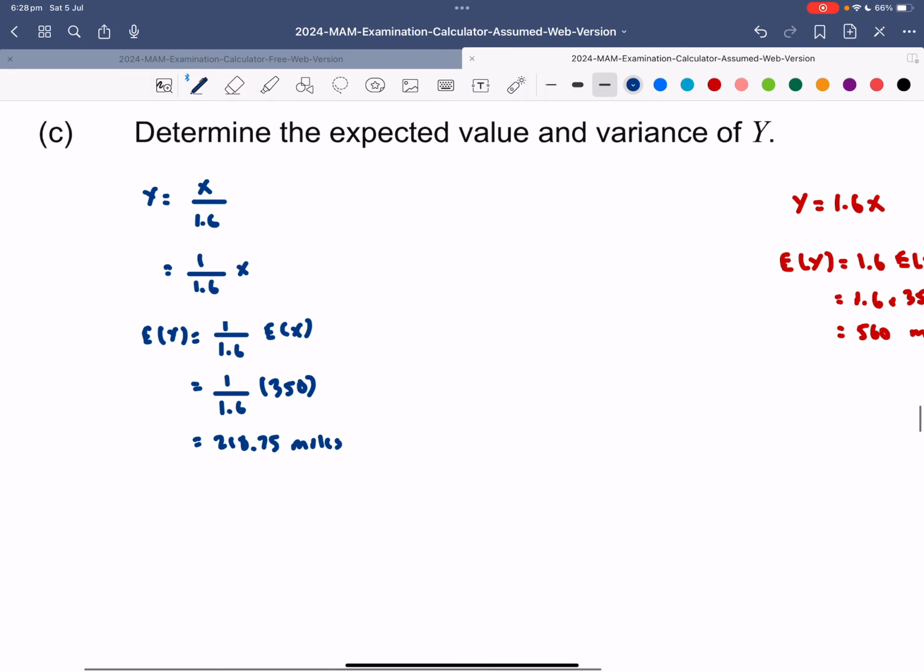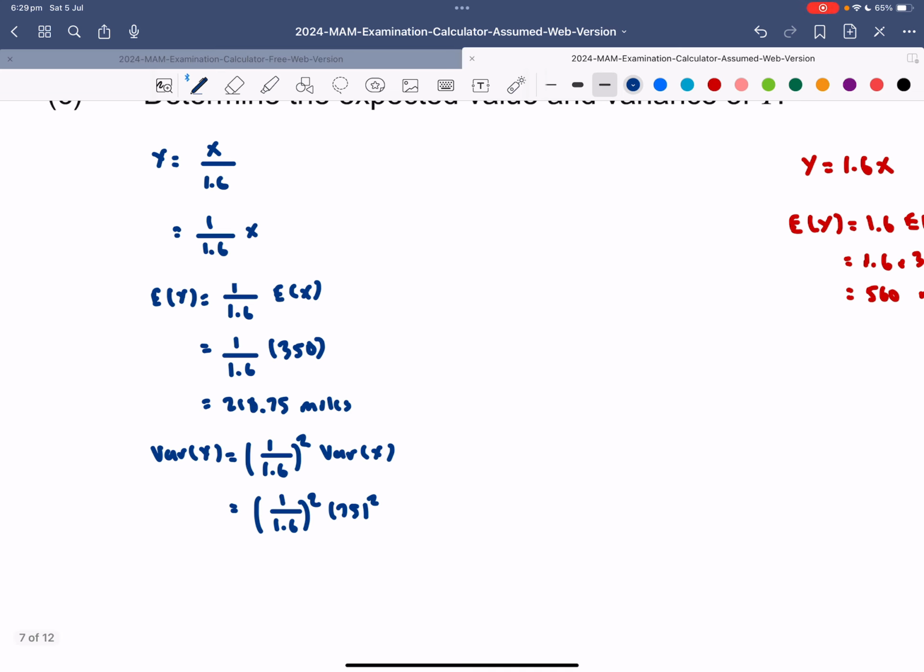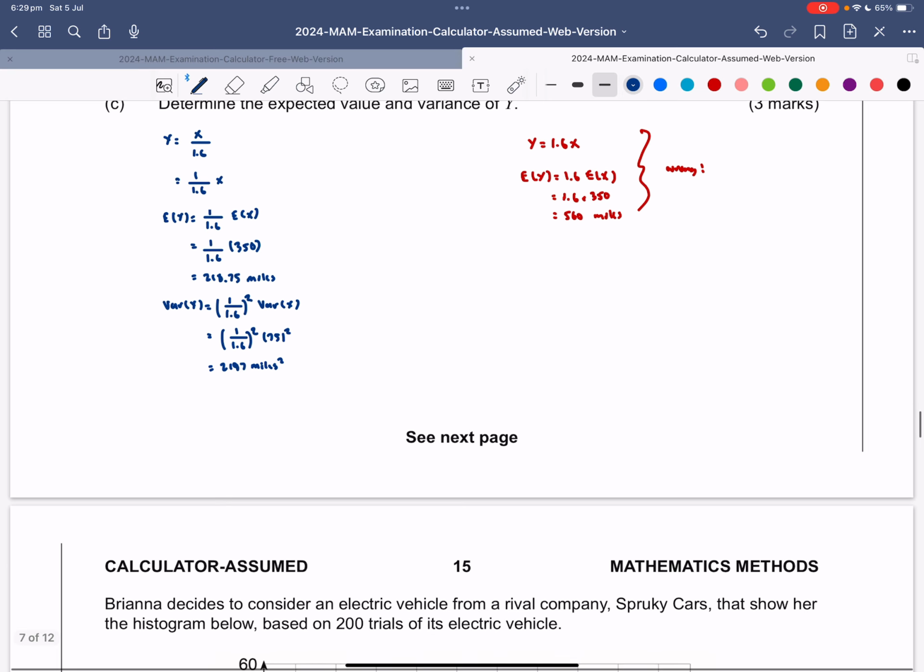This one is correct. And now the variance, we all know that the variance is affected by this thing here squared. So it's 1 on 1.6 squared times the old variance. So 1 on 1.6 squared. And what did the old variance used to be? Well, the old standard deviation used to be 75. So times 75 squared. And that gives you 2197. And then don't forget to write miles squared, because that's technically what it is. Cool. And that's the expected value and variance of y.